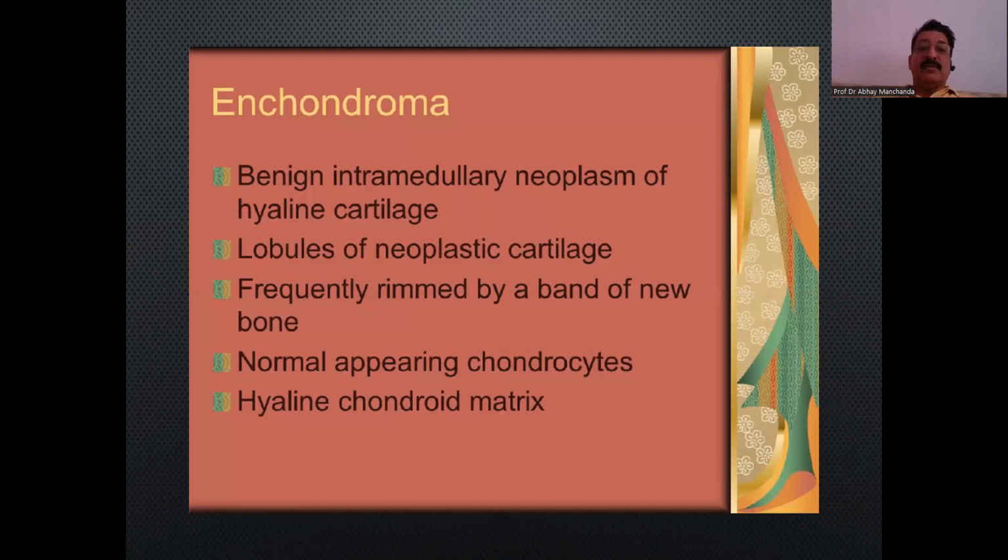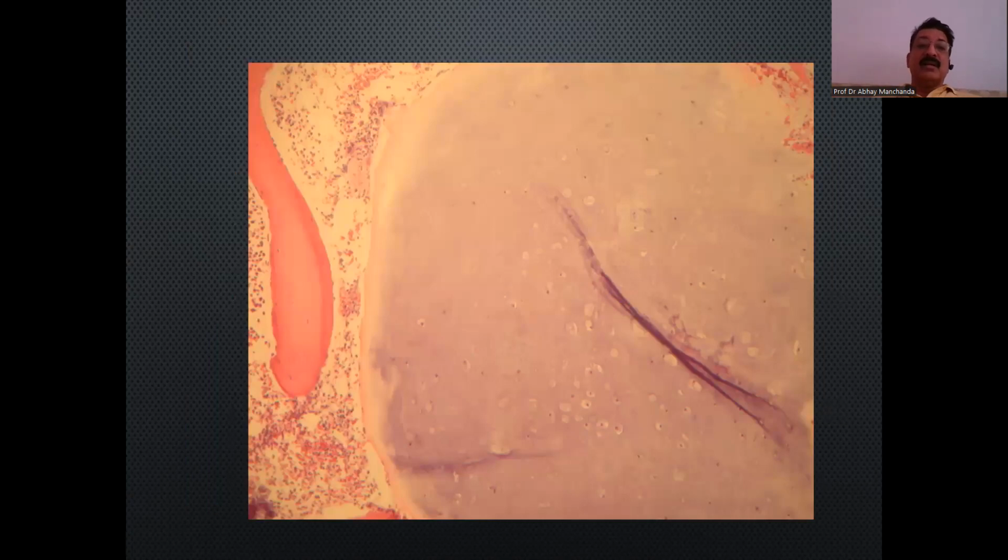It can have normal appearing chondrocytes. The matrix consists of hyaline chondroid matrix. This is a bluish matrix, cartilage tumor.